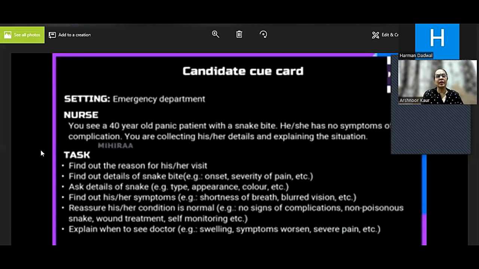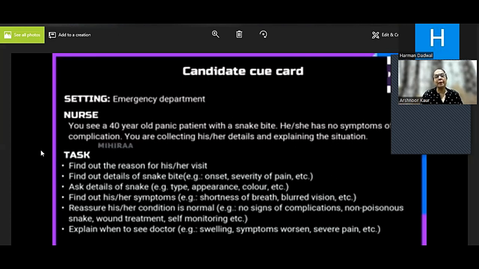The patient may say that it just happened a few minutes back, because usually a patient who is panicked after a snake bite would definitely rush to the hospital immediately. In that case, it would have happened maximum 10 to 15 minutes ago. Only the traveling time has been taken, so the patient may tell that it just happened 10 to 15 minutes back.